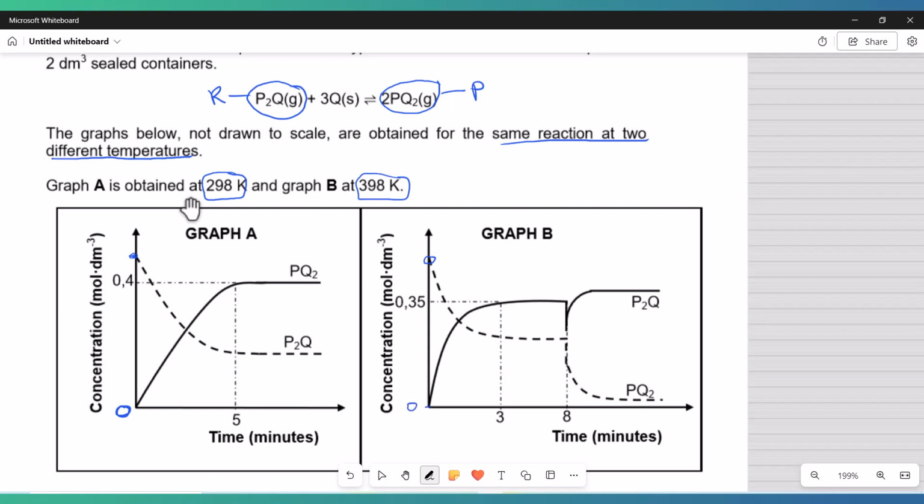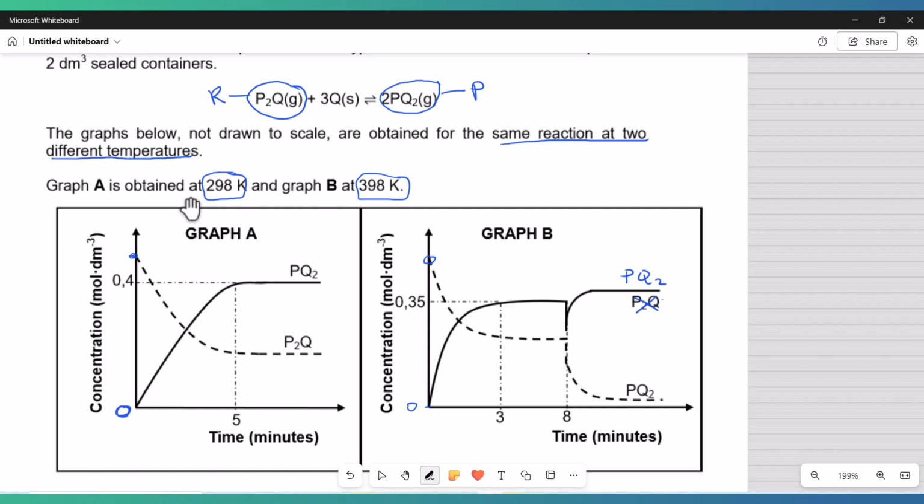Now in here, if you look at our product, they called it P2Q instead of PQ2. So agree with me, this is not right. It was a typing error. This must be PQ2 because this is just a change in temperature. It cannot reverse the graphs like this.